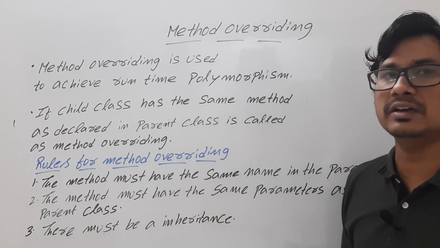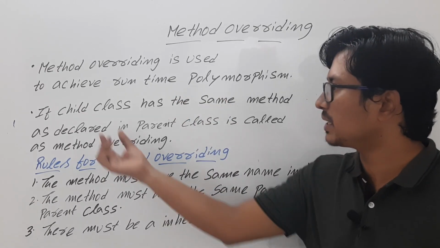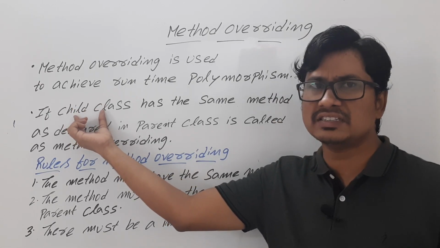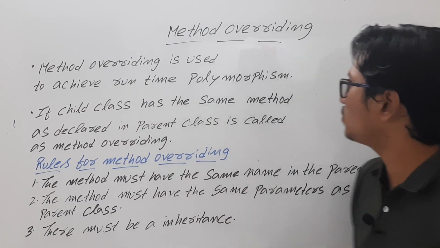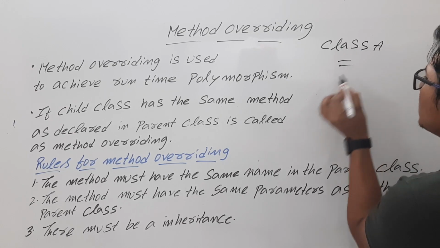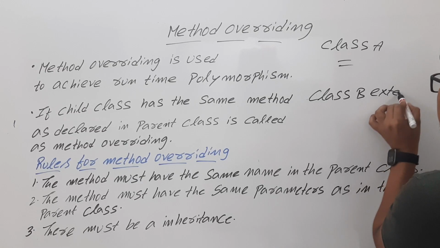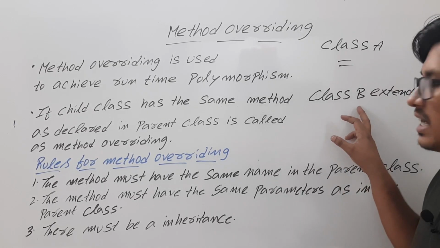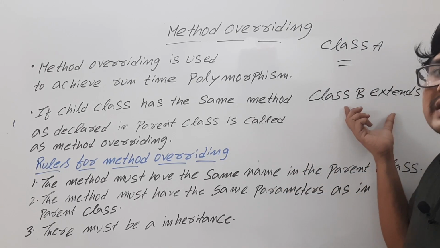And there must be inheritance. Without the inheritance concept we cannot achieve method overriding, because if you look at the definition itself, a child class is derived from a parent class. Suppose I have a class A, and there is a class B which extends class A. Then class B we will call a child class and class A we will call a parent class, and this is single level inheritance.